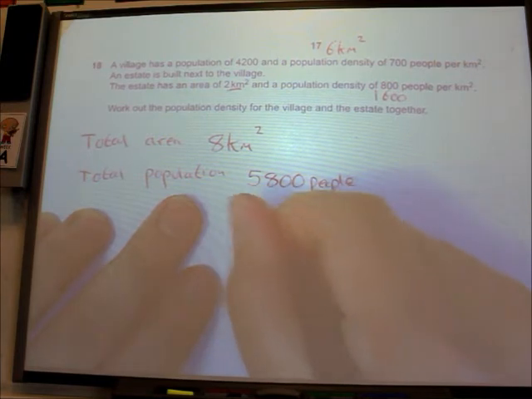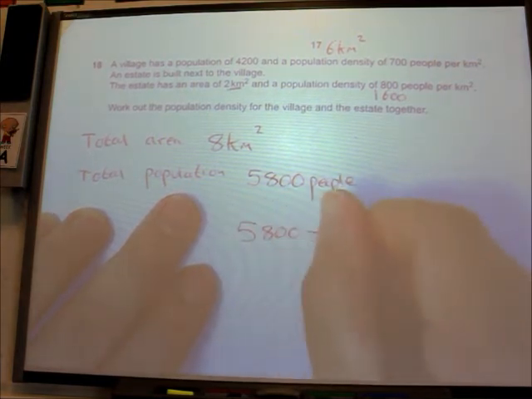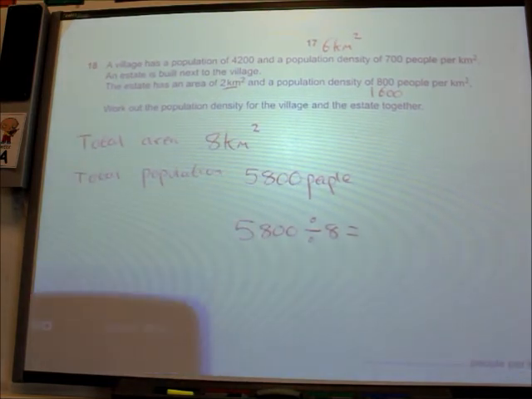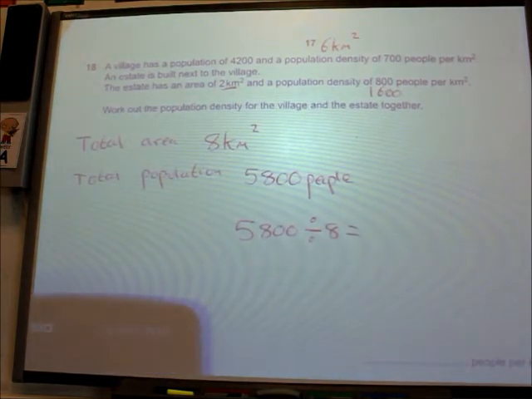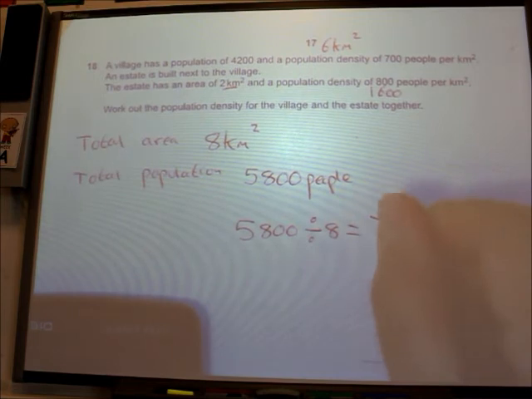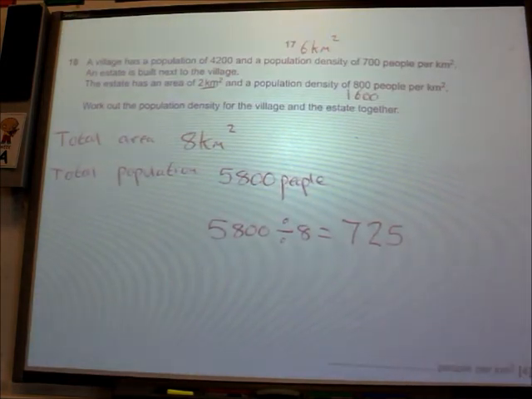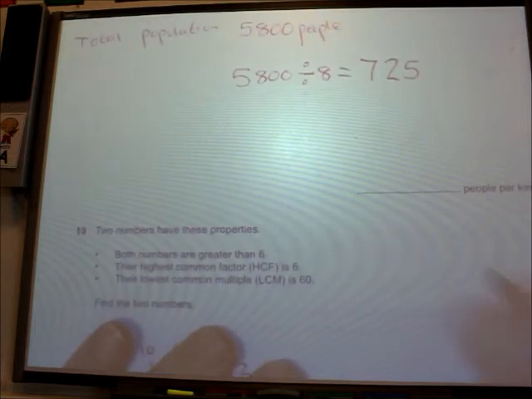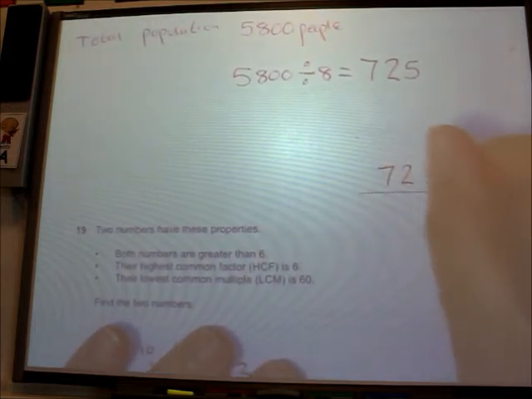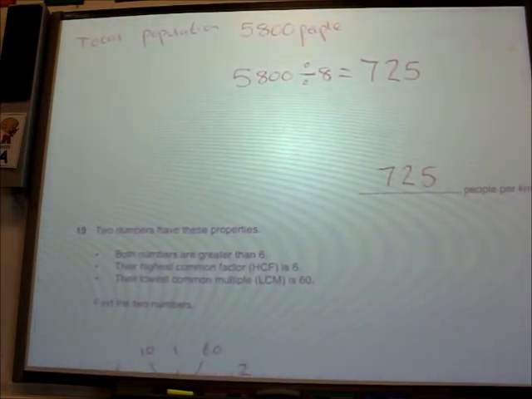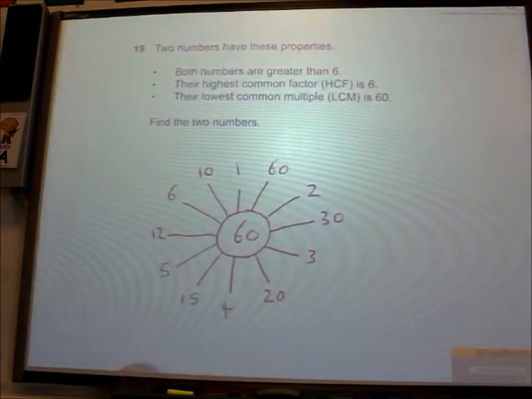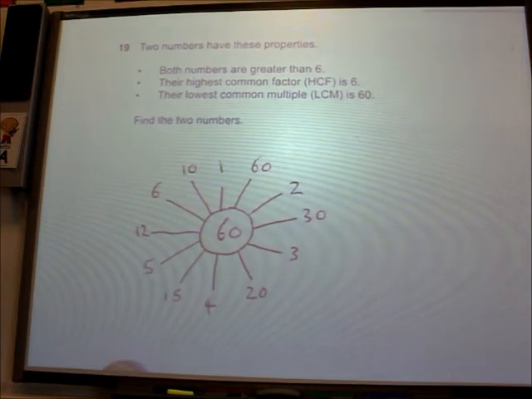So you do 5,800 divided by 8, and that gives you 725, and that is people per kilometre squared. Right, so 725. A little bit nasty, but well done if you've done it. Right, let's try and get this one done. Question 19. I found this one just really annoying, to be honest with you, but let's have a go.